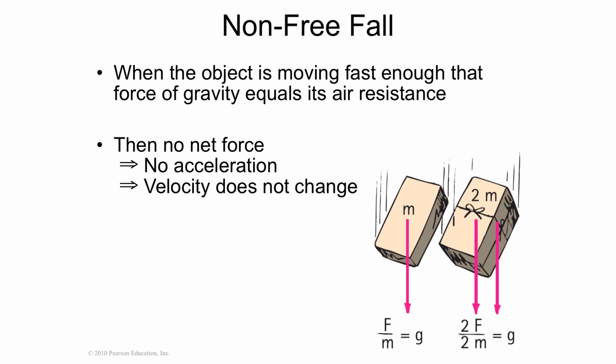Well, the faster you go, the more friction you're experiencing from the air, and eventually you're going to get to the point where the force of gravity equals the air resistance. The air resistance goes up so much that it's equaling the force of gravity. Now, that doesn't mean you stop, because you're still falling at a speed. You may be going 50 meters per second through the air, but you don't get faster.